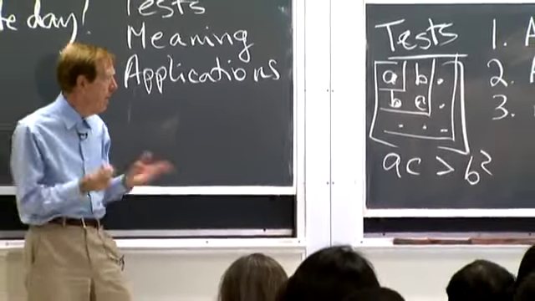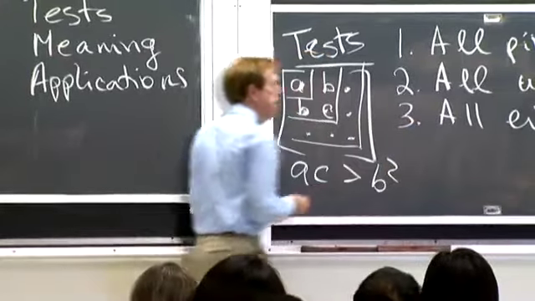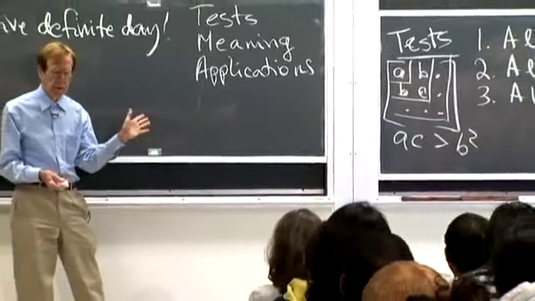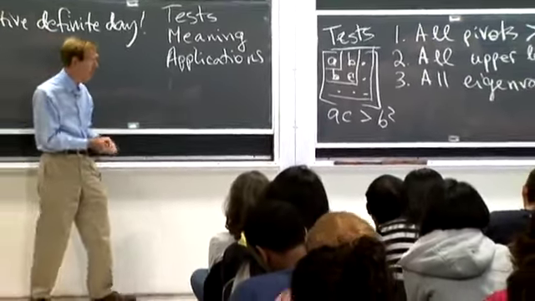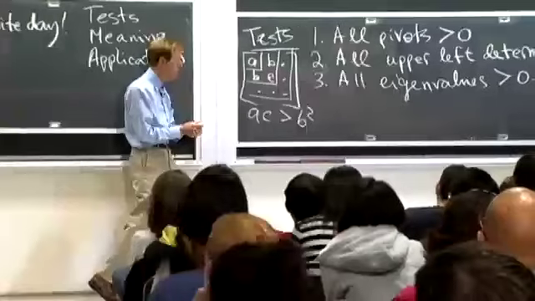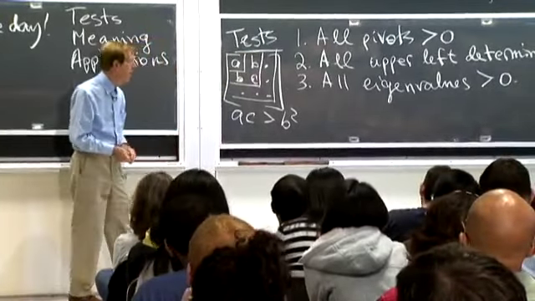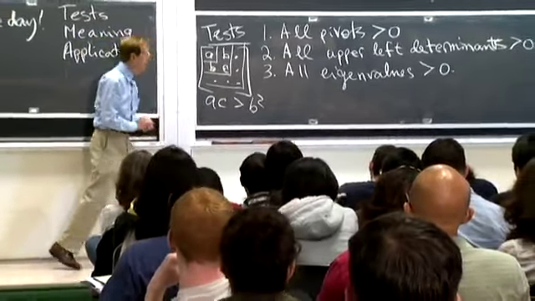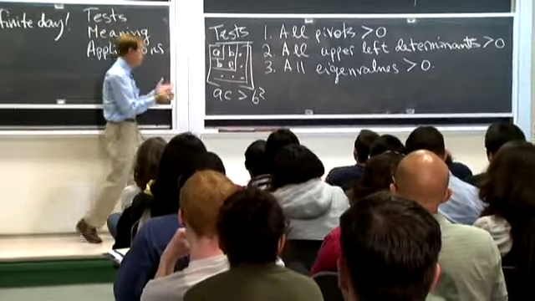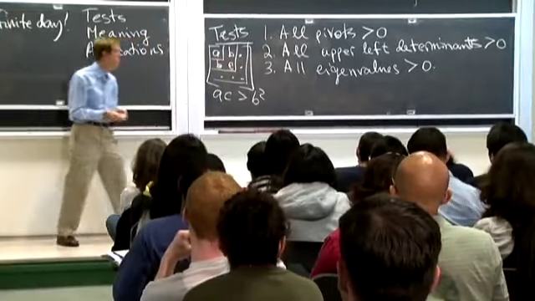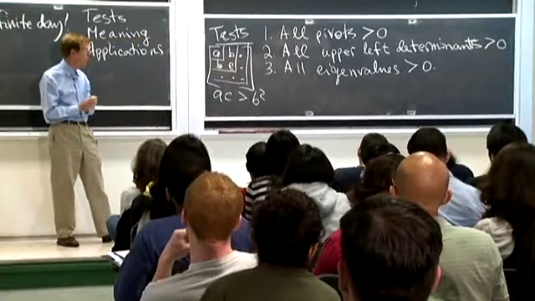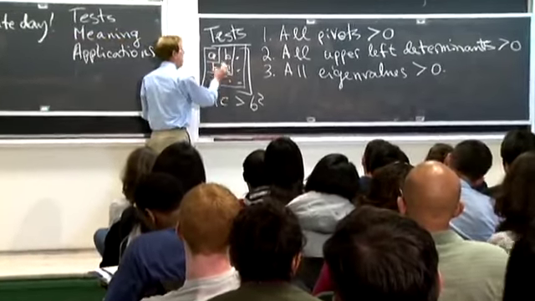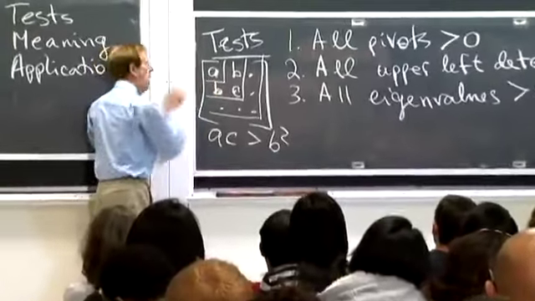And then finally, a third test is that all the eigenvalues are positive. Of course, if I give you a 3 by 3 matrix, that's probably not the easiest test, since you'd have to find the eigenvalues. Much easier to find the determinants or the pivots. So the first pivot, of course, is A itself. No difficulty there. The second pivot turns out to be the ratio of AC minus B squared to A.